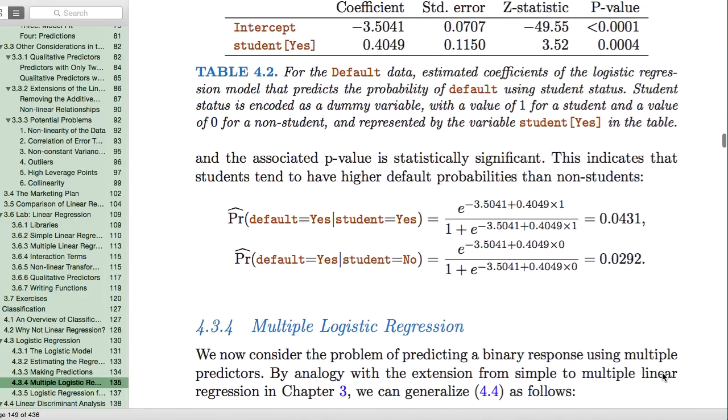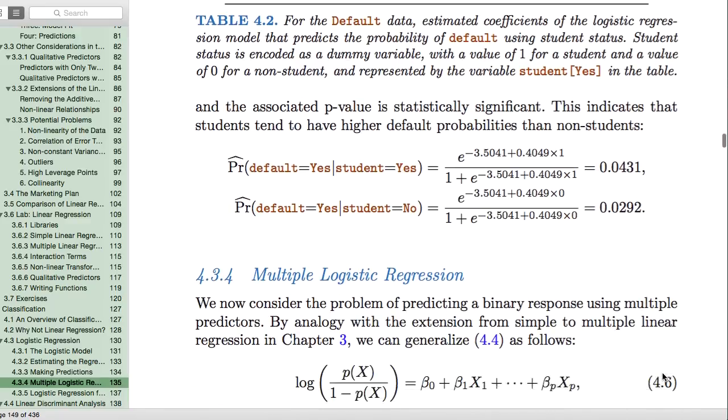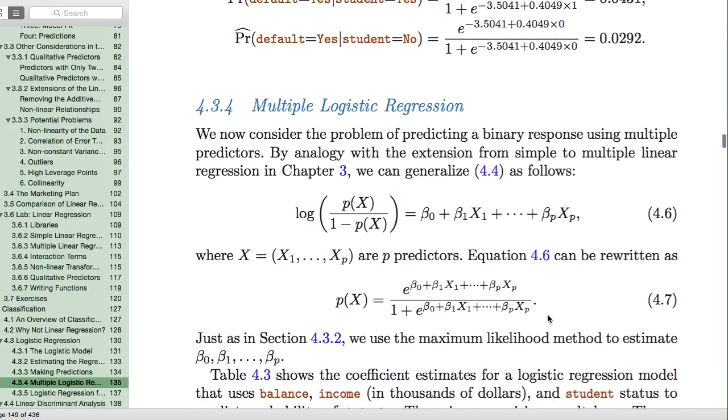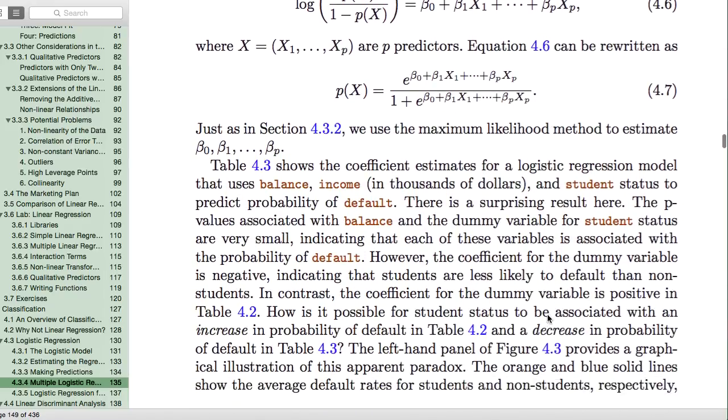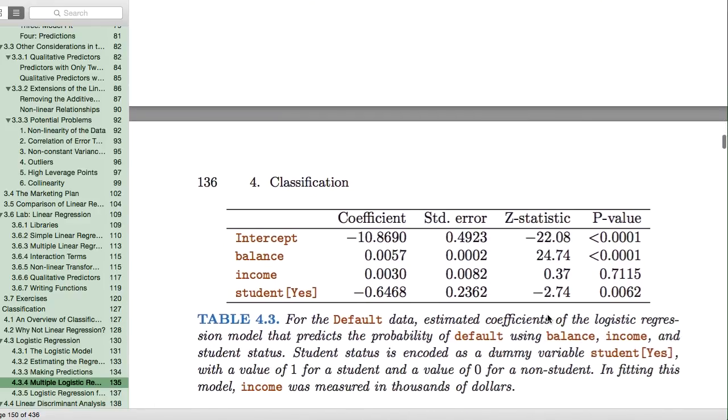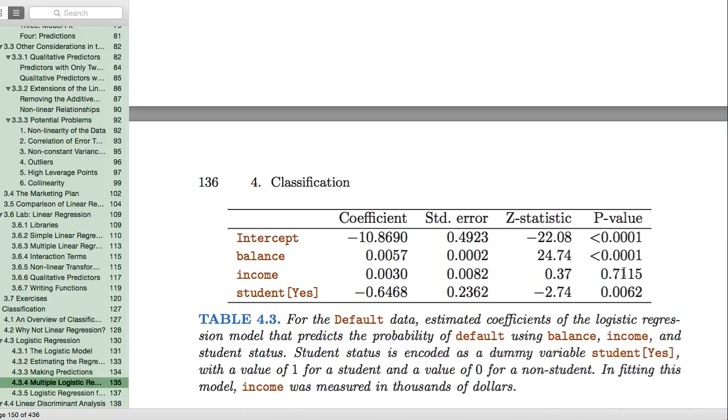But things are not this simple, and we can very quickly find that out by using multiple logistic regression, which is exactly the same thing, except that we have more predictors. So we have a model that looks exactly the same, except that we have more predictors in the exponents. And what we'll do is check with student and income and balance, all three at once. And we find, of course, that income, as we expect, is not significant. There is no significant difference between anybody based on their income. But we find that student has a negative slope and is significant.